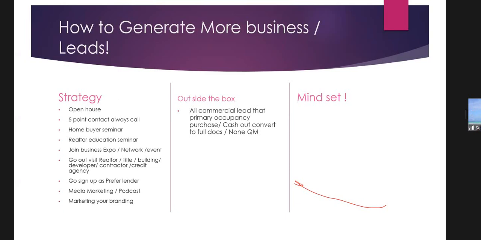So as a mortgage guy, of course, you have to go to the open house. You have to do the 5-point contact, guys. It means once you receive a purchase agreement, what are the 5 points? The seller agent, the listing agent, right? Now the buyer agent, right? The title company, the title closer who closes the deal, always go to your closing, right? The lawyers, the buyer's lawyer, the seller's lawyer.